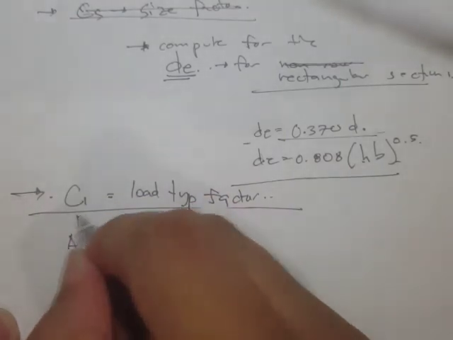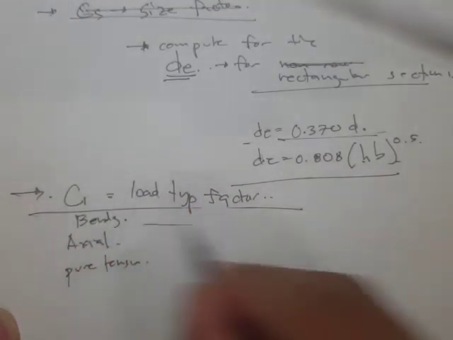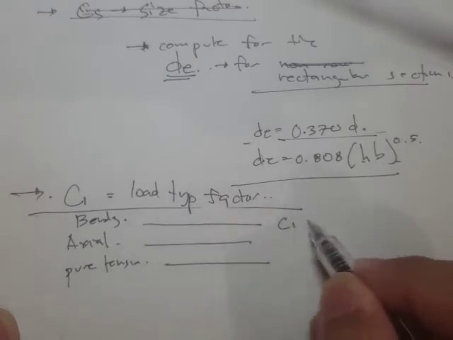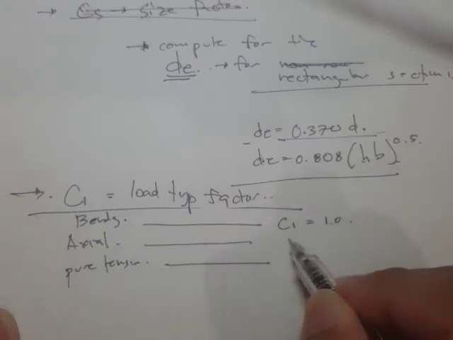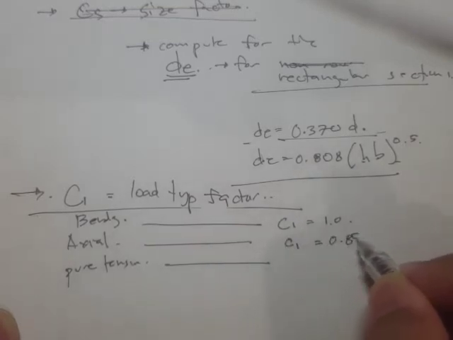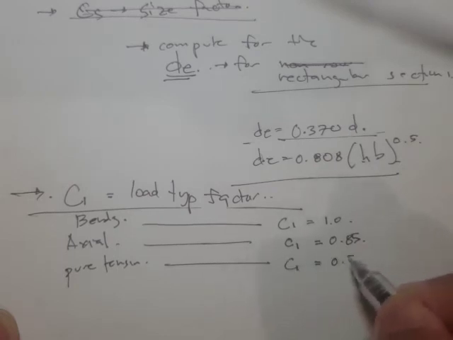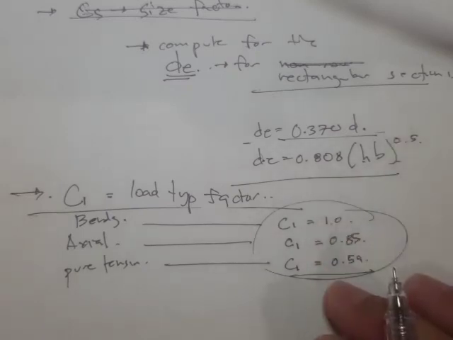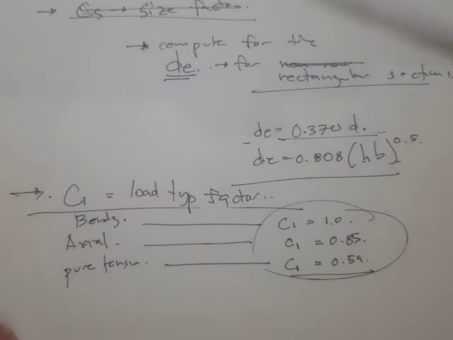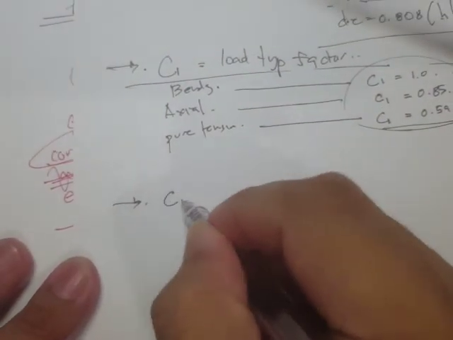So let's write it here. Let's also include pure bending. So if we have bending, then the C sub L is equal to 1.0. But if we have axial loading, then the C sub L is equal to 0.85. And for pure torsion, the C sub L is equal to 0.59. Right? So we just have to select the values.